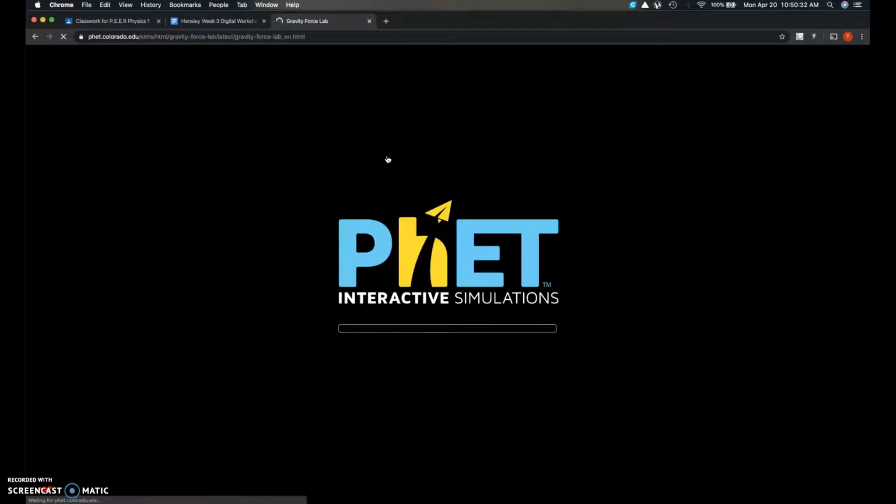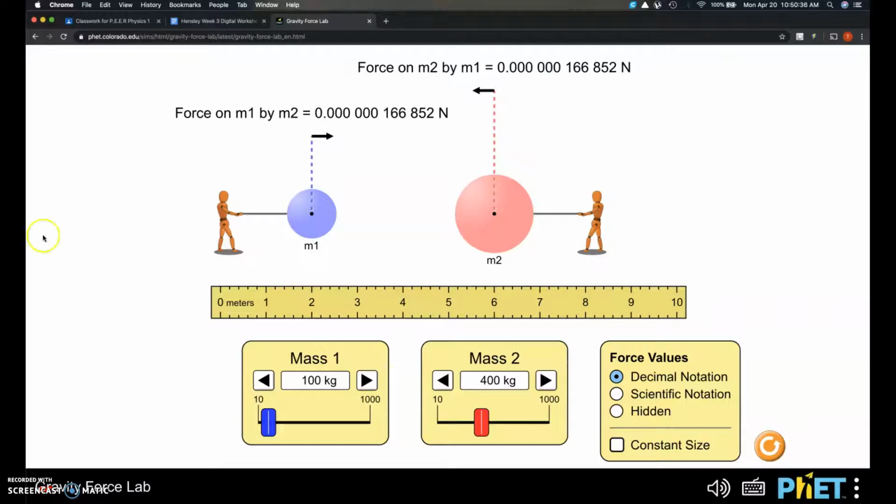We're going to click on this play with simulations, and you should get an interactive PhET sim that looks something like this. Now, what I want you to do is adjust the masses. So say you put the mass up to 104, how does that change the force of M1 on M2 versus M2 on M1? Pay close attention to these numbers, guys.